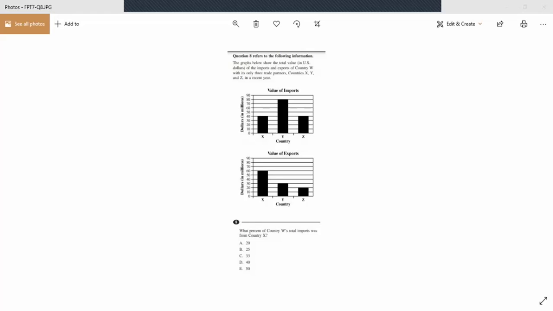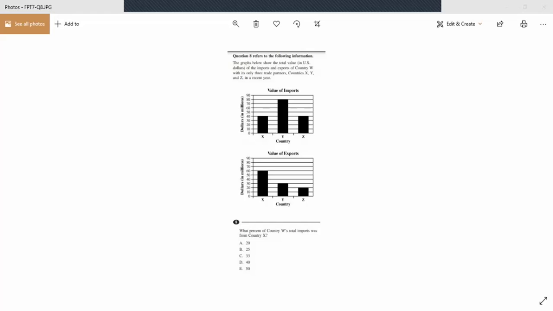All right, and then we have a second graph here. This is value of exports. Again, it's framed similarly. We have dollars in millions on the left-hand side, and the 3 countries X, Y, and Z on the bottom. Export values for country X would be 60 million US dollars. For country Y, 30 million US dollars. For country Z, 20 million US dollars. And again, exports means the goods or products leaving country W going to those other countries.